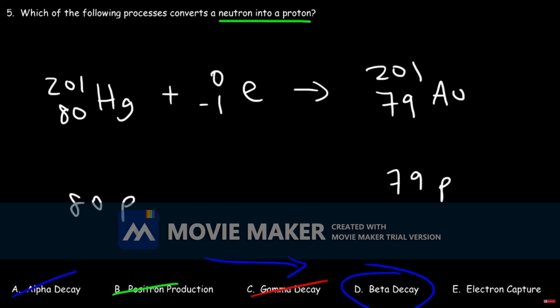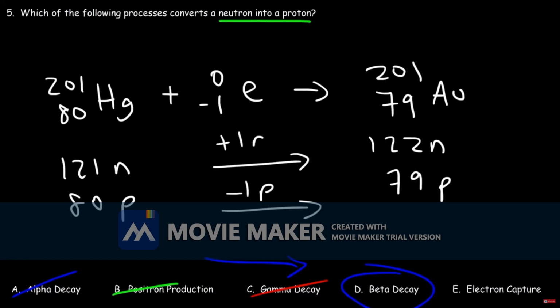Mercury has 121 neutrons, gold has 122 neutrons. And so we can see that the number of protons decreased by 1 and the number of neutrons increased by 1. So in this example, a proton was converted into a neutron, and so we could eliminate electron capture. So D is the answer: beta decay converts a neutron into a proton.